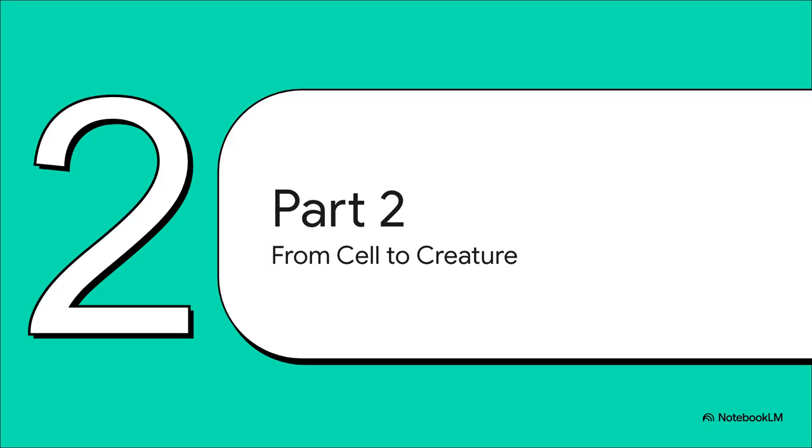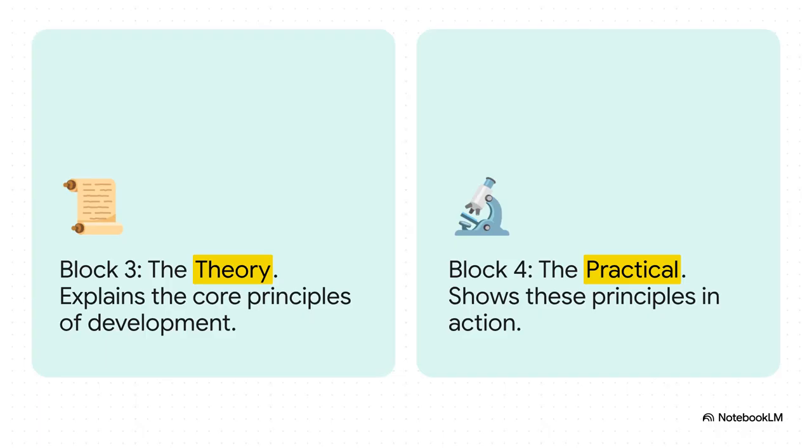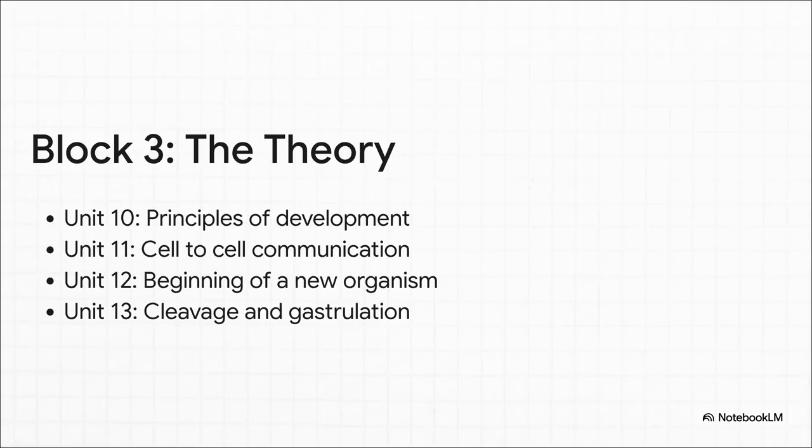So now that we know what the machine looks like, we have to ask, where does this amazing thing even come from in the first place? And you guessed it, just like the first half, this part is also split in two. Block 3 is all about the theory. These are the fundamental rules, the playbook for how life is built. And then block 4 is the practical, which is where we get to see all those rules play out in the real world. So think of block 3 as opening life's instruction manual.